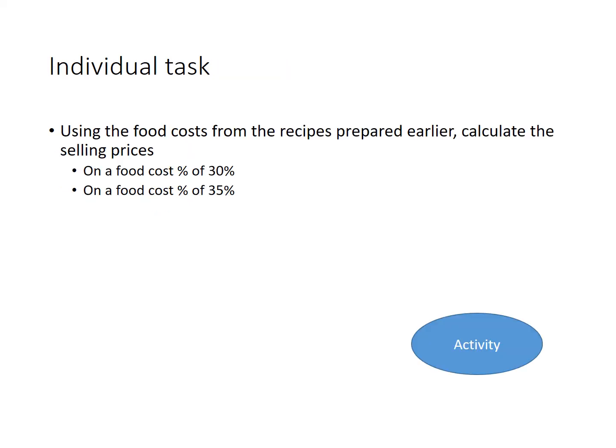Here's an individual task. Using the food costs from the recipes prepared earlier, calculate the selling prices. What would it be for 30% and what would it be for 35%? We looked at £1.75 costs. What would be the retail price of that food at £1.75 with 30%, and what would it be where the cost of goods were 35%?